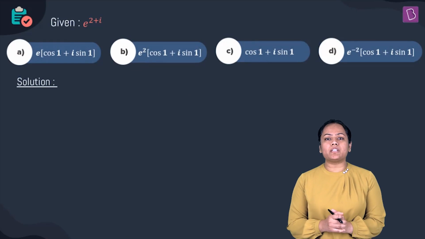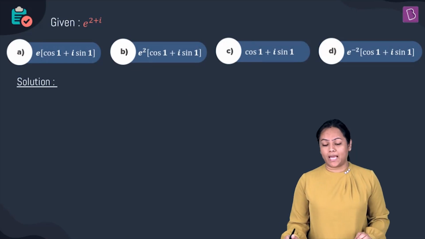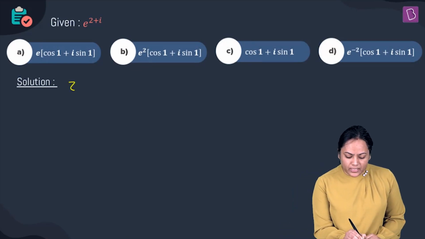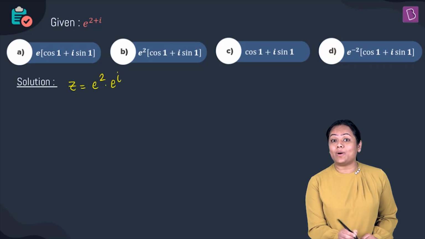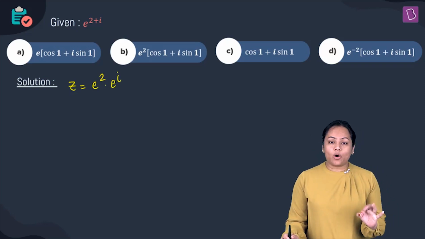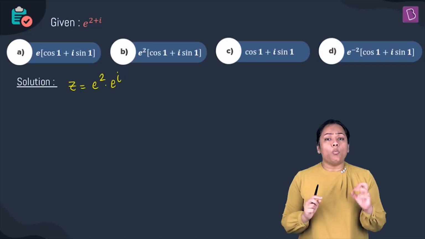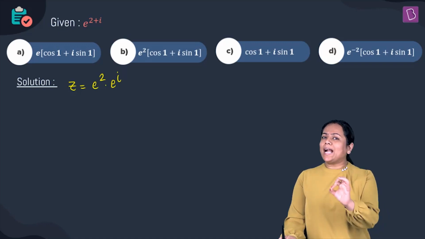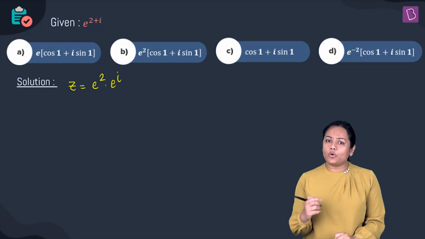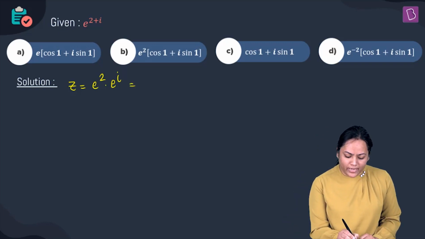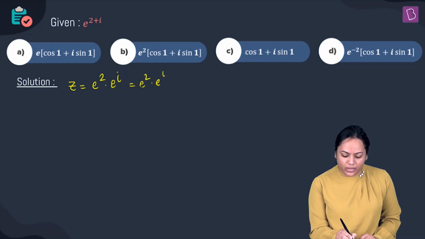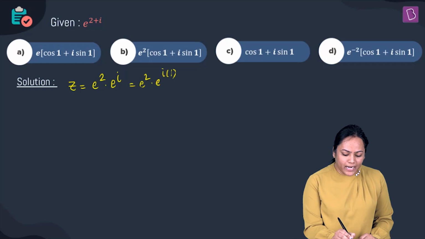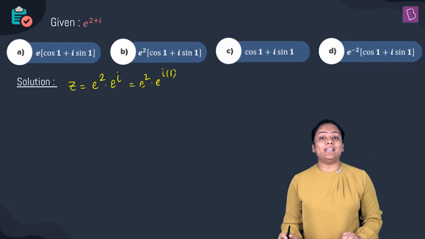So the complex number given to us is e raised to 2 plus iota. Let us say this is z, and e raised to 2 plus iota can very well be written as e square into e raised to iota, right? Now, e square is a real number. What about e raised to iota? Well, that can be expressed in polar form. How? If we write the complex number again as e square into e raised to iota multiplied by 1, that means my value of theta is 1.